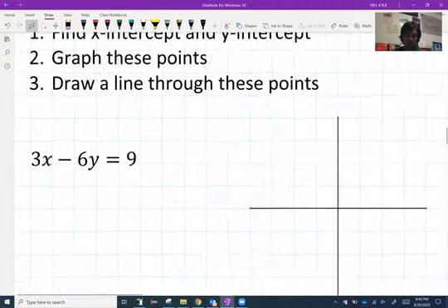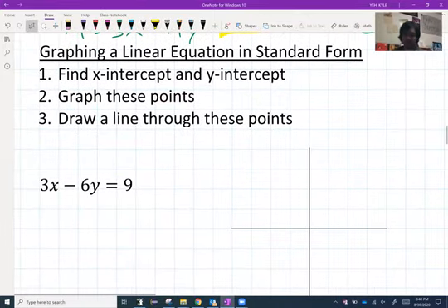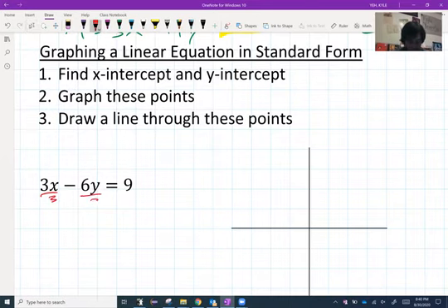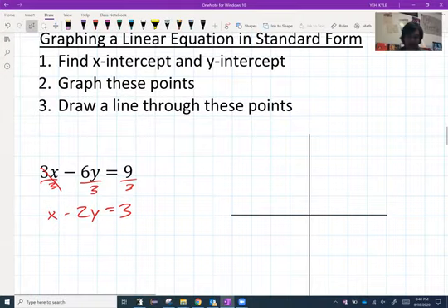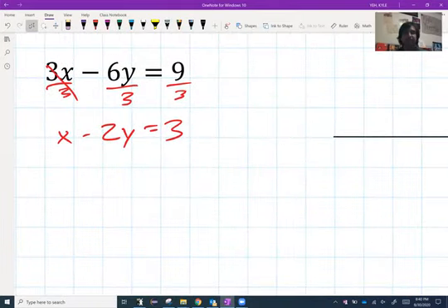Well, you notice that 3x minus 6y equals 9 is not even in standard form. I'm going to do that really quickly first. I'm going to divide everything by 3. I noticed the greatest common factor is not 1, so I'm going to make this x minus 2y equals 3. Looks a little familiar, hopefully. How do I find my x and my y intercepts from here?